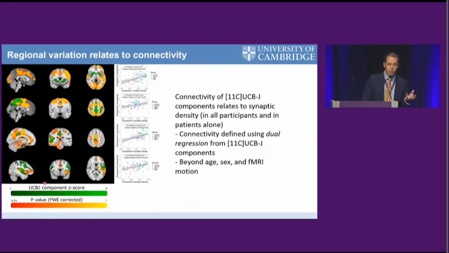We then took those components as templates and asked what the connectivity of those regions was. We could then compare, per participant, how they loaded onto the UCBJ component with their connectivity. So we can ask that voxel-wise. You see the orange areas are where there's a significant association between connectivity and synaptic density per participant. This is true in all participants, in patients alone, and beyond important covariates. So therefore, we have a score per participant for their synaptic density for these regions, and also a score for how much they connect to those regions.